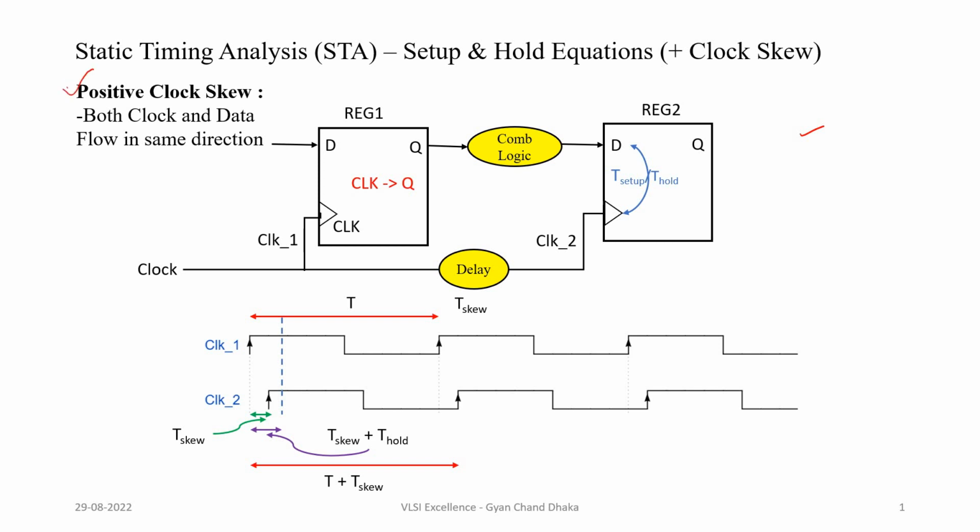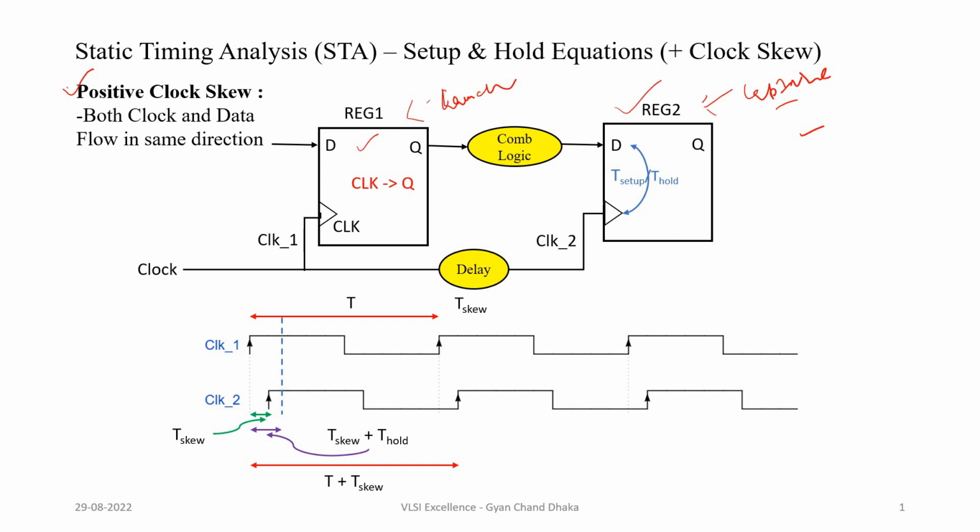So first let's understand what is positive clock skew. As you already know, this is our launch flop, and this is our capture flop. The data is always launched by the launch flop and it is captured later, ideally one clock cycle after, by the capture flip flop.